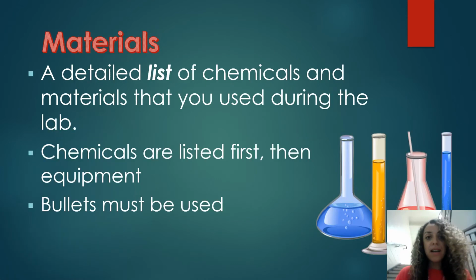Next comes a list of the materials that you will be using in your experiment. It is a detailed list of chemicals and materials that you used during the lab. It has to be detailed and it must include all materials. Chemicals are listed first and then equipment. You separate each item using a bullet, a point.